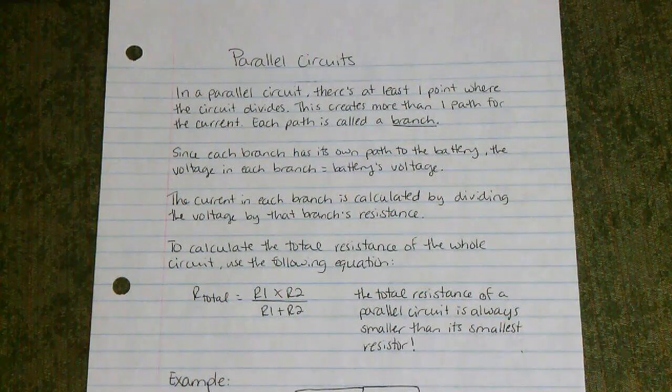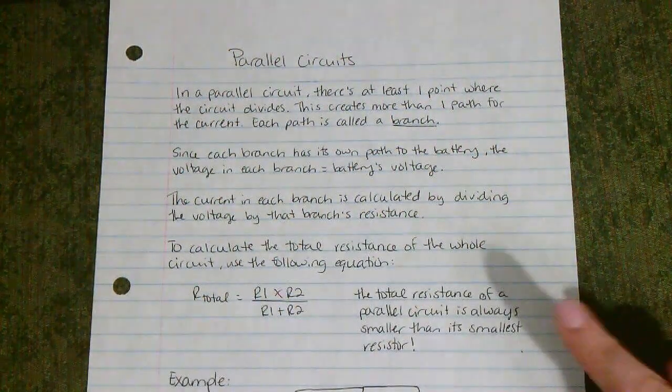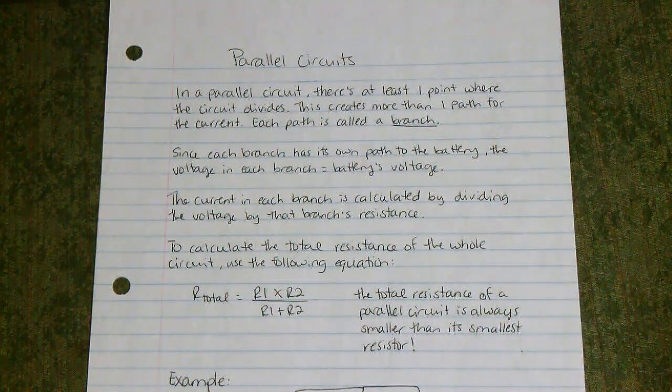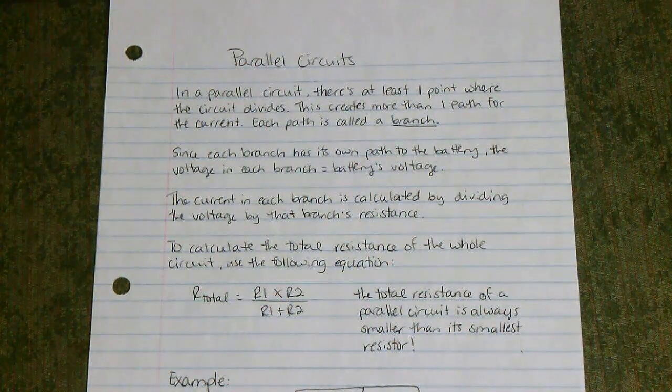The current in each branch is calculated by dividing the voltage by that branch's resistance. And then to calculate the total resistance of the whole circuit, we're going to use this equation here: R1 times R2 divided by R1 plus R2. And one thing that's important to know is that the resistance of a parallel circuit is always smaller than its smallest resistor, okay? This is basically just explaining to you in words the math that we're going to be doing.